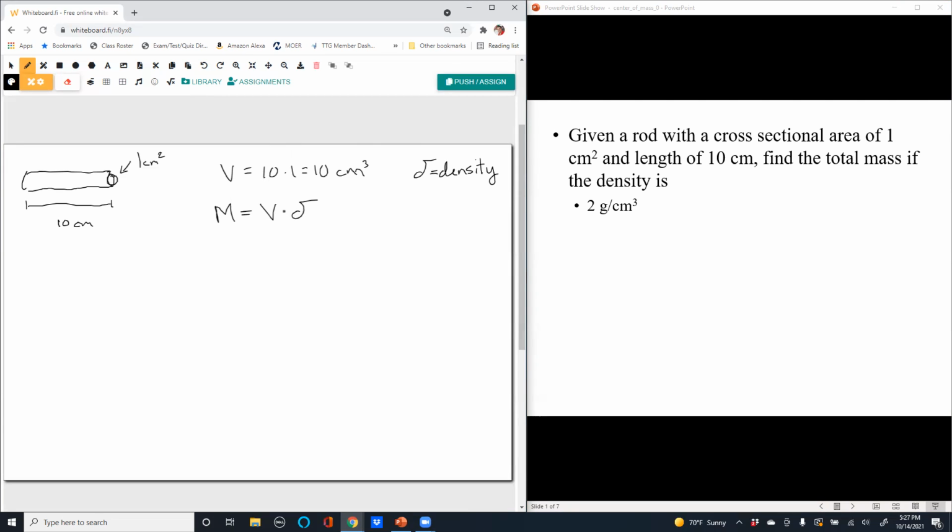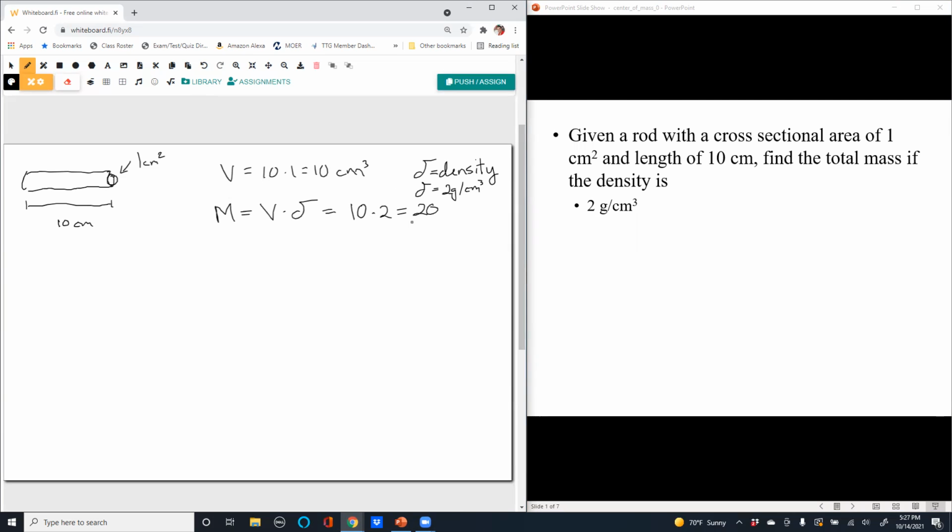Two reasons I'm doing this. Number one is because this is a straightforward calculation, because our volume is constant and our density is constant. So all we have to do is take 10 times 2 and we get 20. Now, what would the units on this 20 be? Remember this first case, we're looking at delta as 2 grams per centimeter cubed. What would the units on the 20 be?